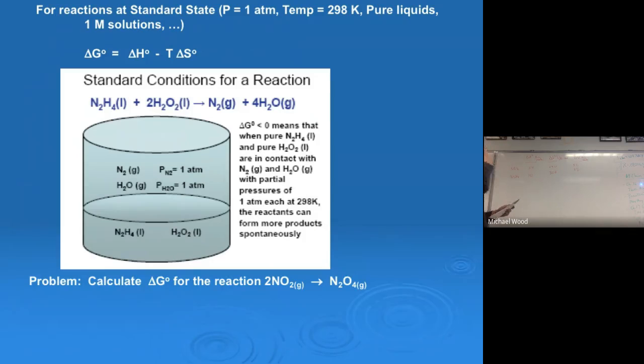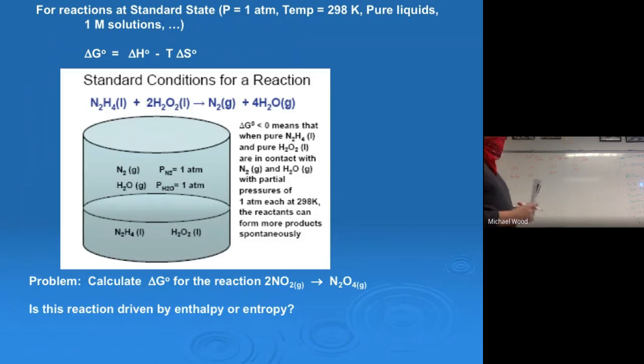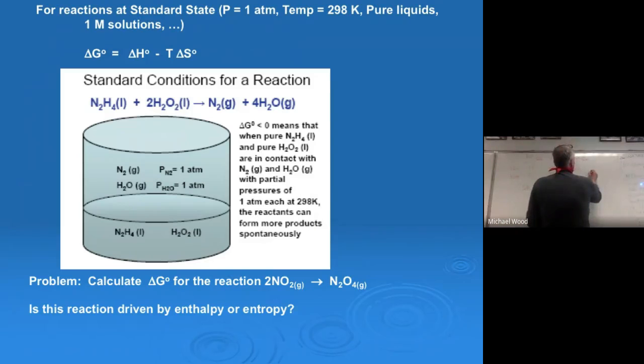Okay, so we've been asked here to solve for delta G, and I'm going to do it two ways. And so the next question I've got is, is this reaction driven more by enthalpy or entropy? So I'm going to do both. I'm going to solve for delta H. So my reaction here is 2 NO2 and N2O4.